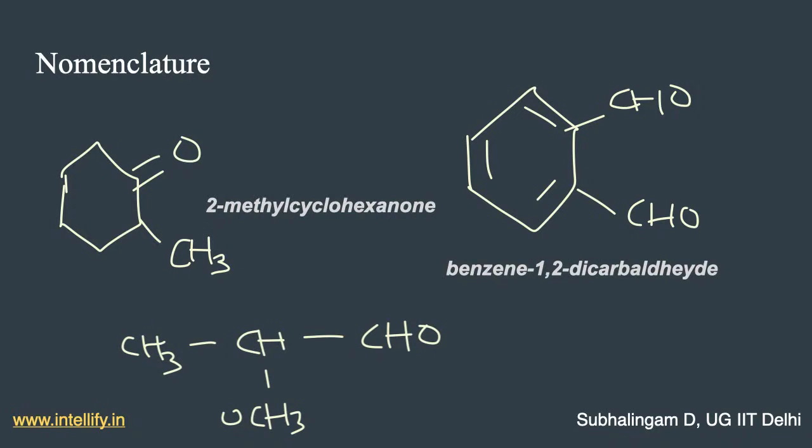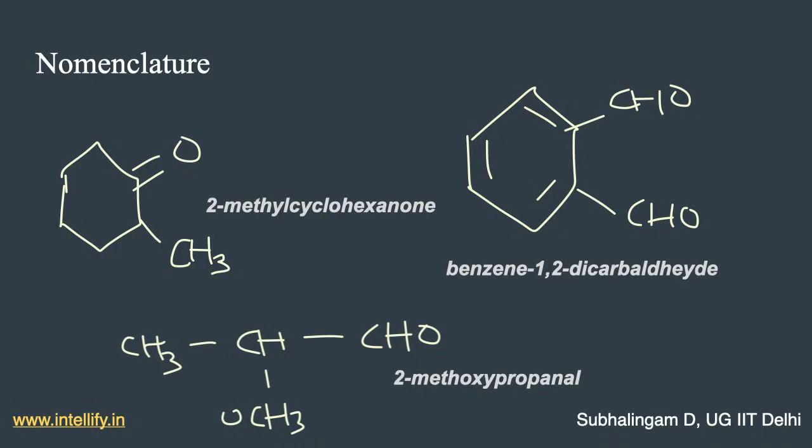The final example, that's an ether group, by the way. OCH3 is an ether group. We have seen this in the previous unit. And this again is an aldehyde because aldehyde is more important than a methyl or ether group. So we're going to name this as 2-methoxypropanal. 2-methoxy is a substituent at the second carbon.